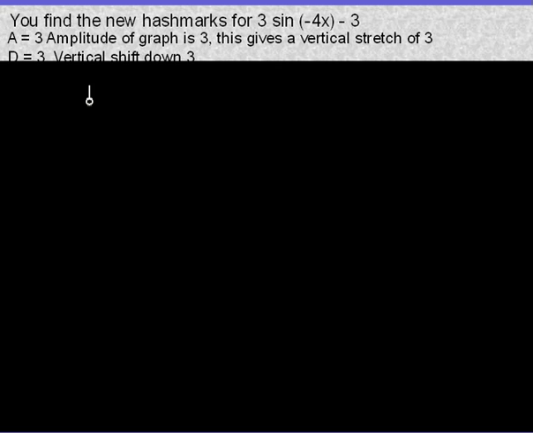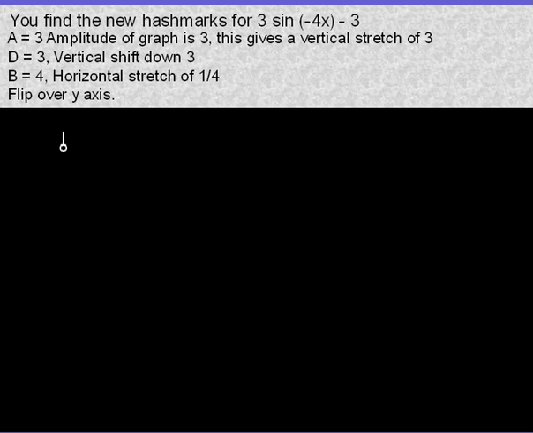Okay, so you should try and find your new hash marks for this function. Notice we have a negative in front of the b, so instead of multiplying by 1 over b, you're going to multiply by a negative 1 over b. That's the only difference from the examples I gave you.